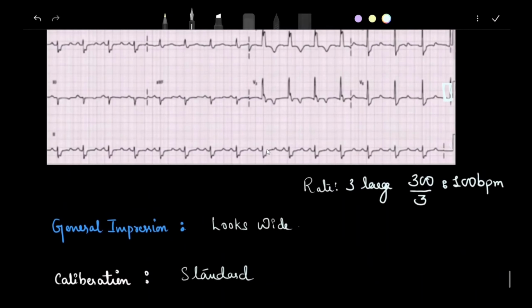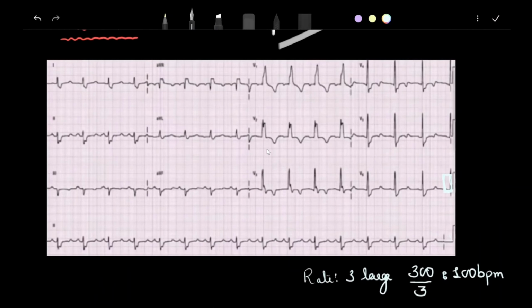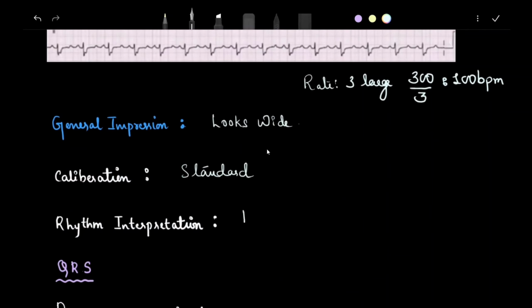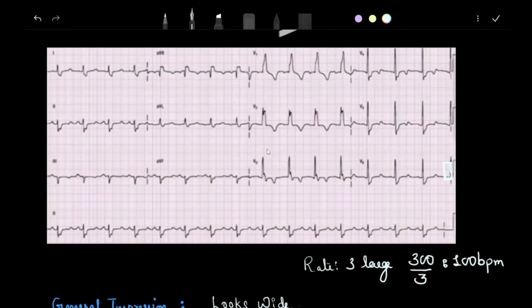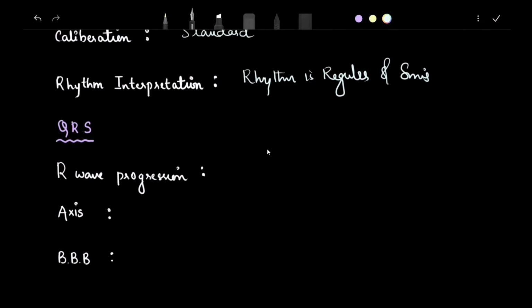In rhythm interpretation, there are P waves, and every P wave is followed by QRS. So it's a regular rhythm, and sinus. Next, QRS complex and R wave progression. Look at V1, it is positively deflected. It should have been negatively deflected. Also lead 1 is positive deflection, lead 2 is negative deflection, lead 3 is negative deflection. All should have been positively deflected. So it's a poor R wave progression.